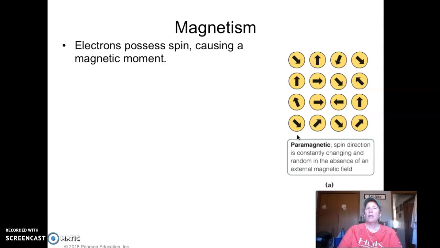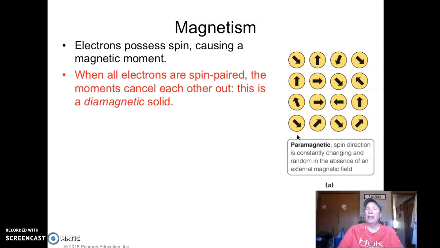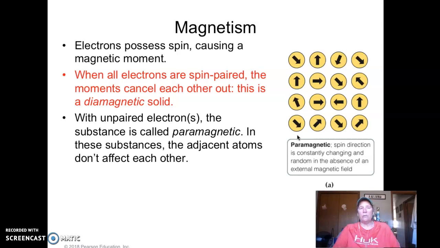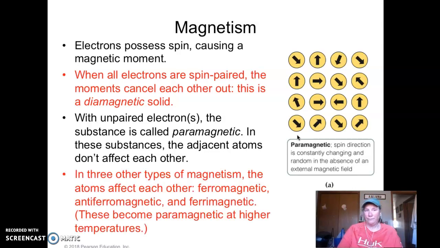It varies. If they're magnetic, the electrons are spinning a certain way, and the electrons possess a spin. And so what happens is when the electrons are spin paired, if they're spinning one way and there's one with the other way, they cancel each other out. And that's called a diamagnetic solid. So when you have an unpaired one, it doesn't have anybody to pair with, it's going to have a spin. So then what's going to happen is the adjacent atoms don't affect each other. So there's different types of magnetism.